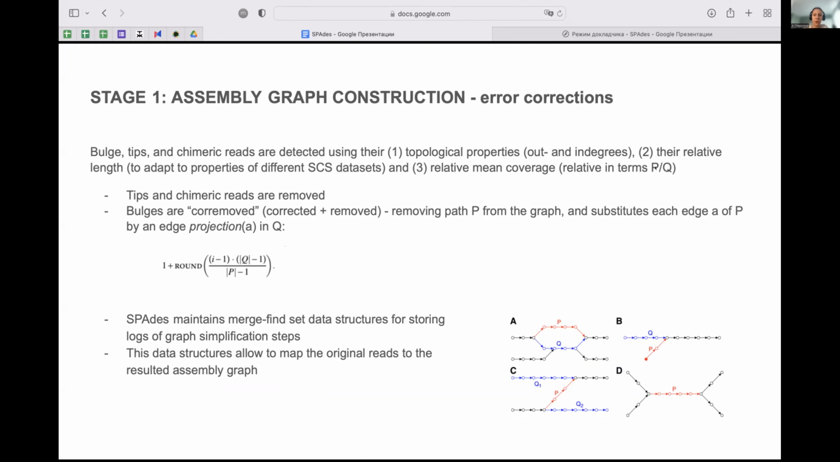Relative also in terms of the relation between P and Q, which are alternative paths. Tips and chimeric reads in SPAdes are removed, but bulges are not simply removed like in usual algorithms; they are corrected and removed.